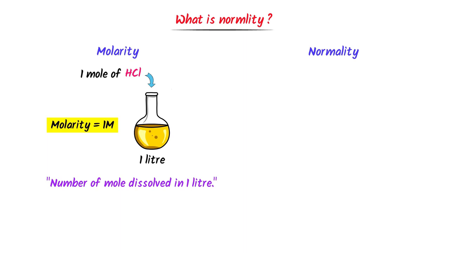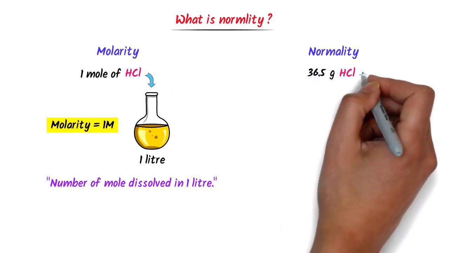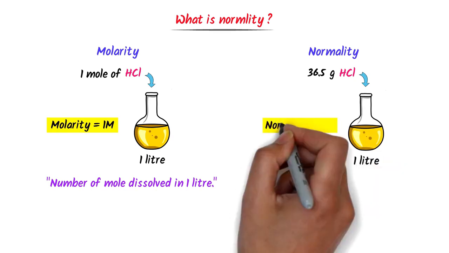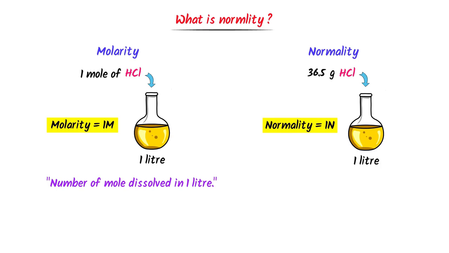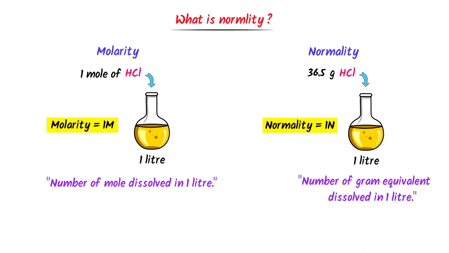On the other hand, consider that I take HCl and we know that its equivalent mass is 36.5 gram. I dissolve it in 1 liter water. So we say that the normality of this solution is 1 N. So normality is defined as the number of gram equivalent of solute dissolved in 1 liter solution. Let me repeat it. The number of gram equivalent of solute dissolved in 1 liter solution.